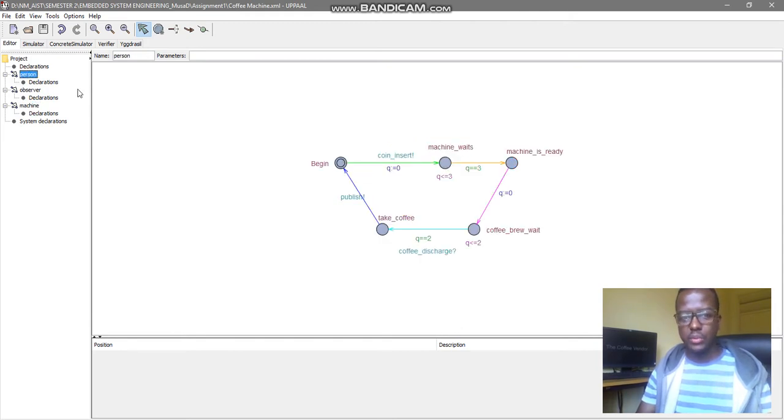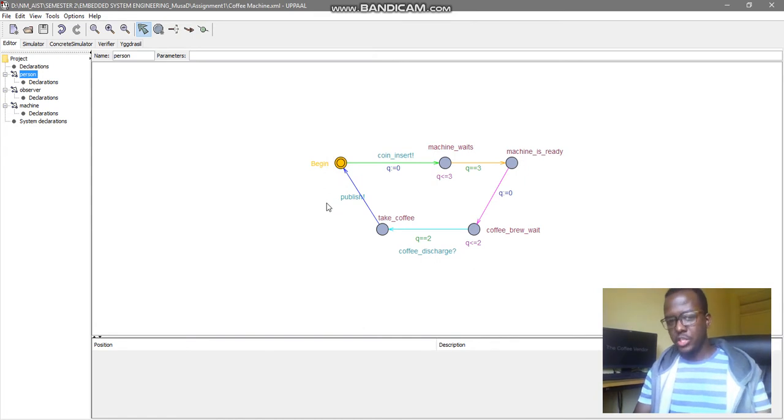Now, to start quickly with the person automaton, we have a begin state where we initiate our coffee vending machine by getting a command to insert the coin. Then after inserting the coin, the machine goes into a waiting mode, let's say a 3-time instance wait, to analyze the coin that has been inserted. Then when the machine is ready, the machine moves into another stage.